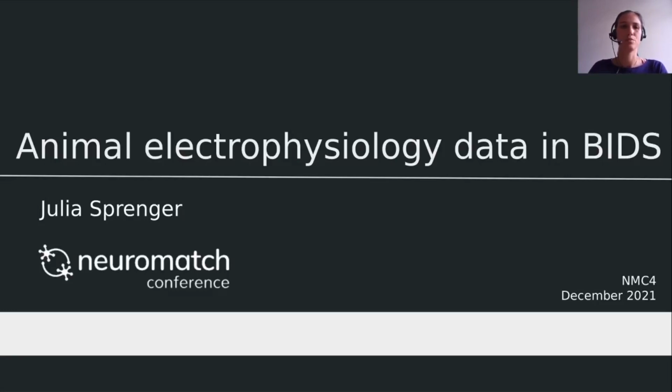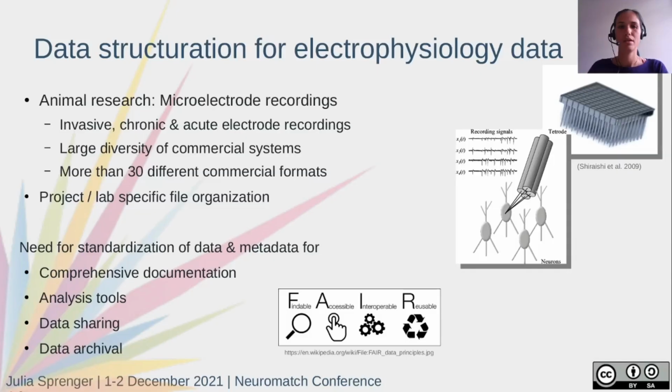My name is Julia Sprenger and I will present you a project that is introducing animal electrophysiology data to the BIDS framework. So what do I mean when I talk about animal electrophysiology data? This is data acquired in research that is using animal subjects and recording neural activity using microelectrodes as shown here at the right. So these recordings are typically invasive and either chronic or acute recordings.